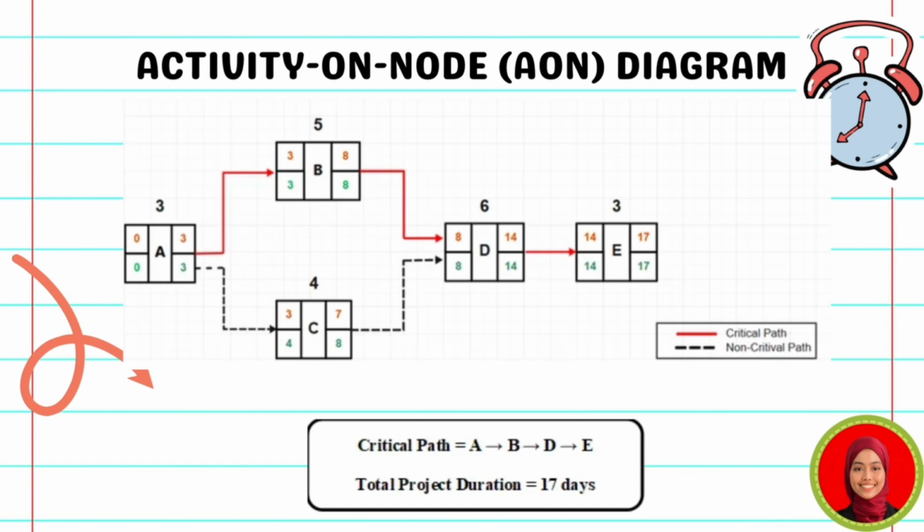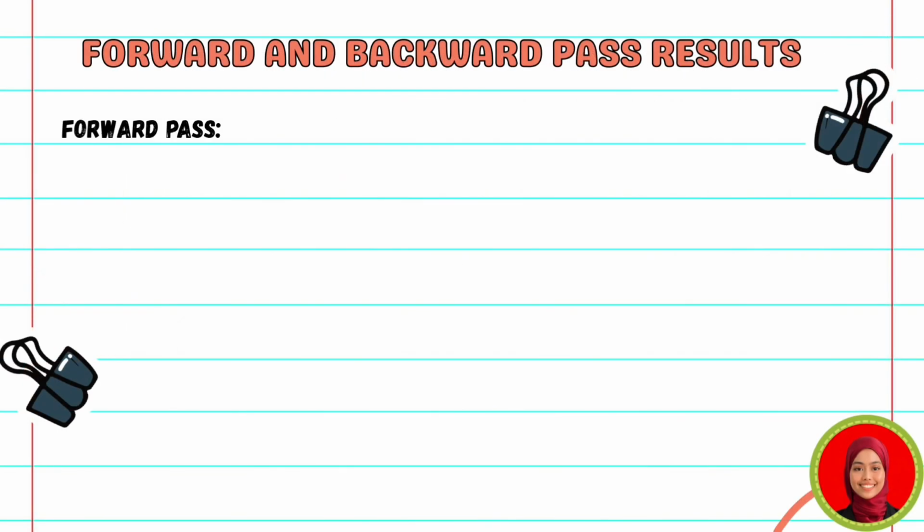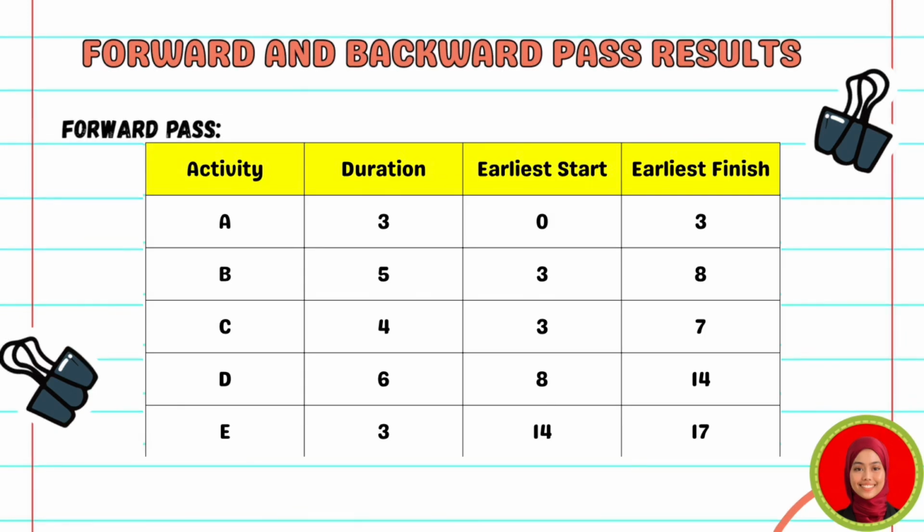The critical path for the project is A, then B, then D, and finally E, giving a total project duration of 70 days. The red lines in the diagram represent the critical path, while the dashed lines represent the non-critical path. The forward pass was used to calculate the earliest start and earliest finish for each activity.